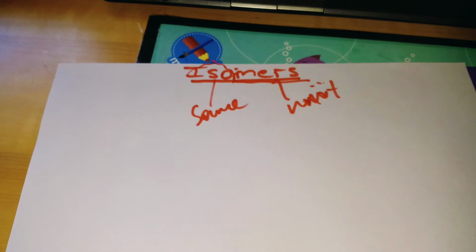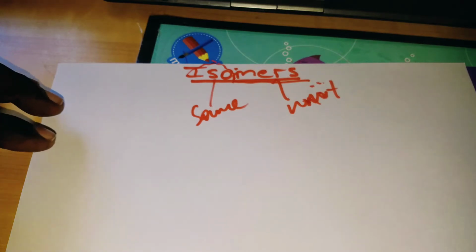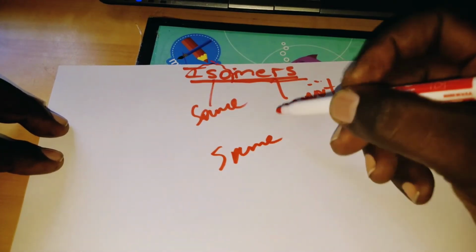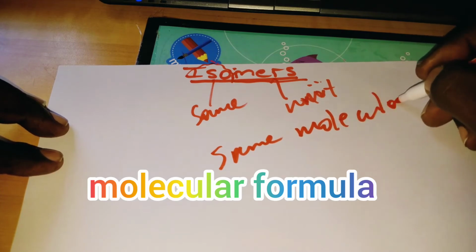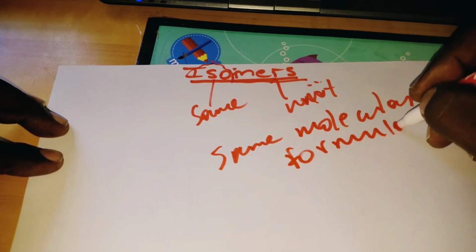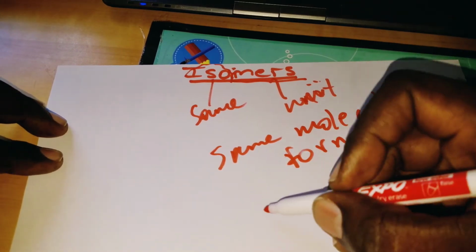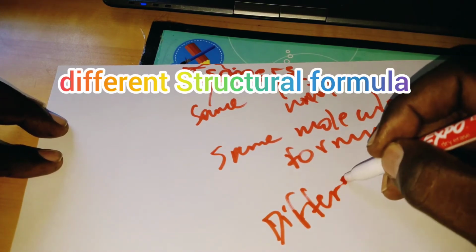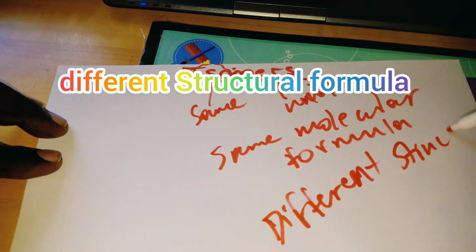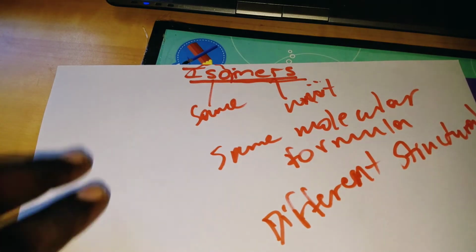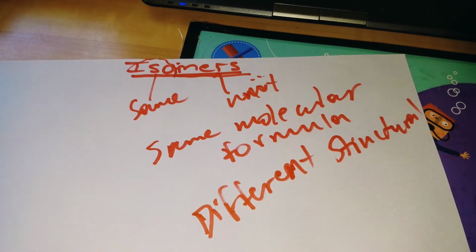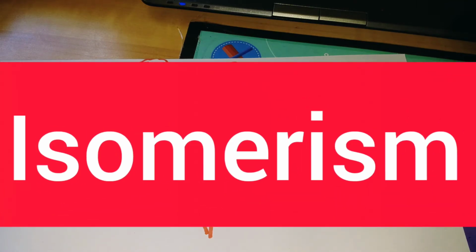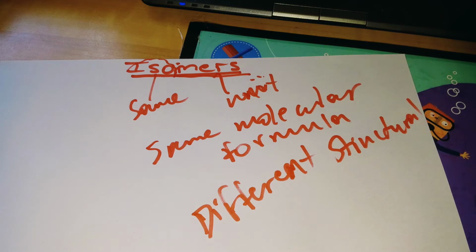So when we talk about isomers, what are we talking about? What is the same? What is similar in these things? Well, these things have the same molecular formula, but then guess what? They have different structural formulas. So we call them isomers, and the occurrence of isomers is called isomerism. So that's it pretty much. They have the same molecular formula, but different structural formulas.